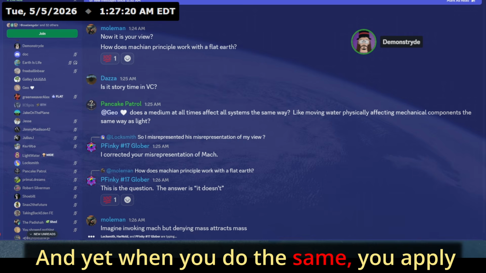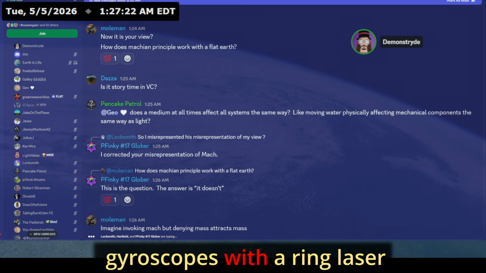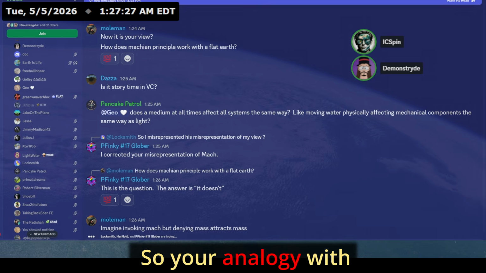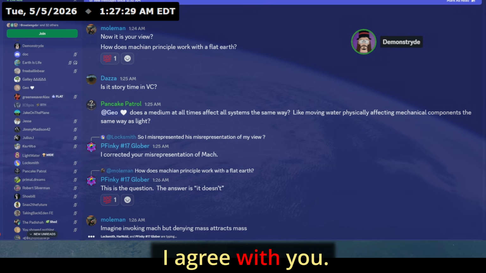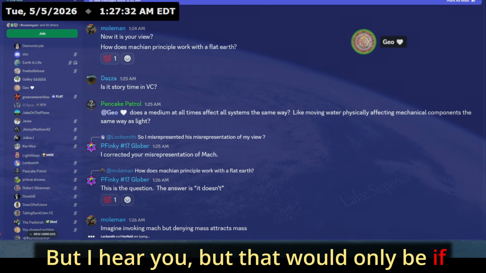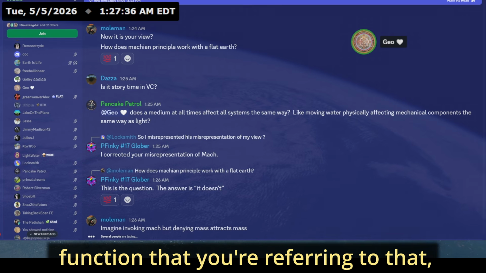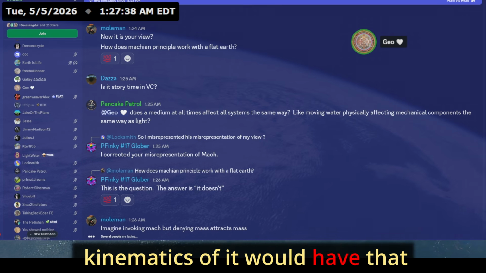And yet, when you apply the same thing to gyroscopes, a ring laser and a physical one, you get the exact same precession. So your analogy with the fan, you're right, I agree with you. But that would only be if it functions in that kinematic way that you're referring to, that the actual kinematics of it would have that physicality.